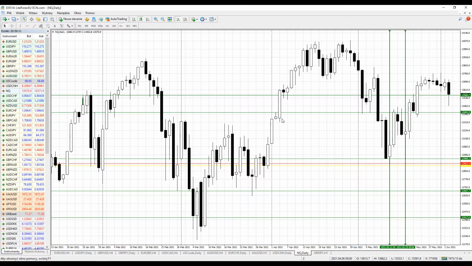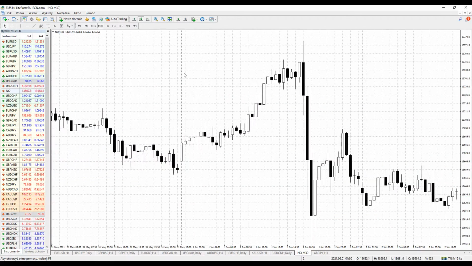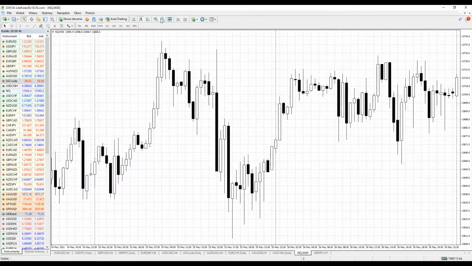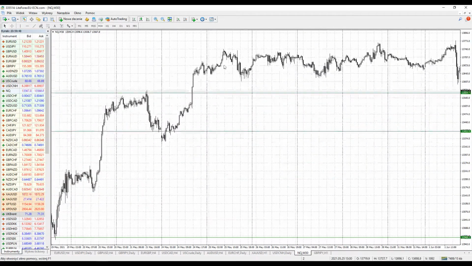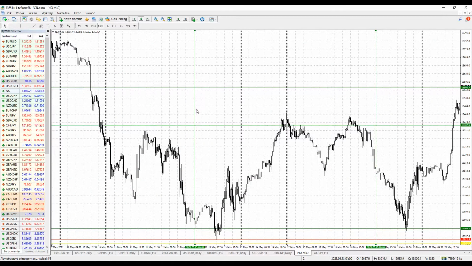That's the higher time frame. That's what the big guys are using when they are trying to make some intraday trades. So let's switch lower, to the 30-minute chart, and have a look at the first green line and what happened after that. That's the beginning of the day.